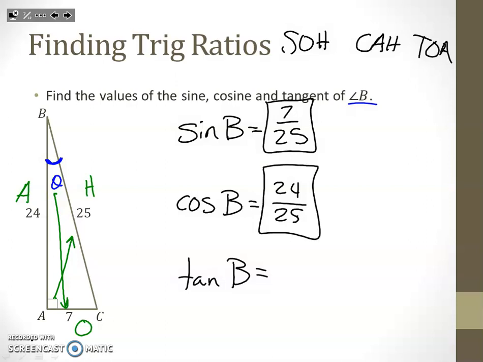Last, I have tangent of B. Tangent of B is my TOA. So tangent is opposite over adjacent. Opposite over adjacent. So my opposite side is 7. My adjacent side is 24. And those are my answers for those.